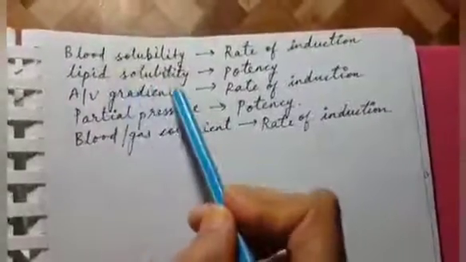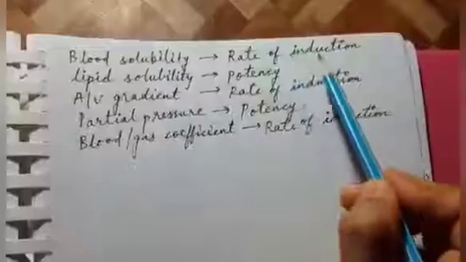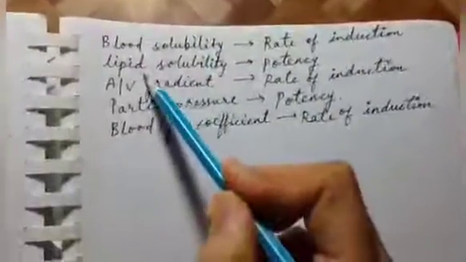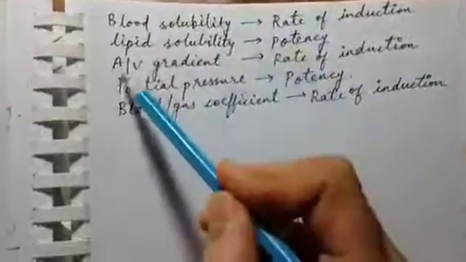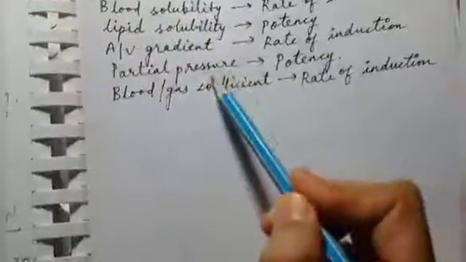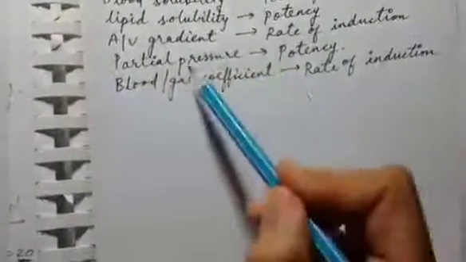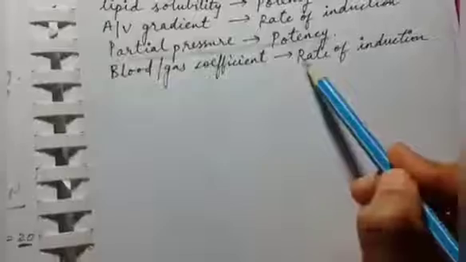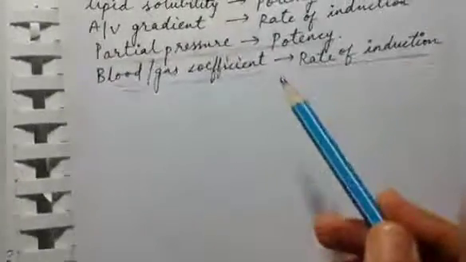Blood solubility mainly affects the rate of induction. Lipid solubility mainly affects potency. AV gradient mainly affects rate of induction. Partial pressure mainly affects potency. This we didn't discuss, so I am underlining it. And blood gas coefficient mainly affects rate of induction, because the solubility of the drug in the blood determines how quickly the drug will work.